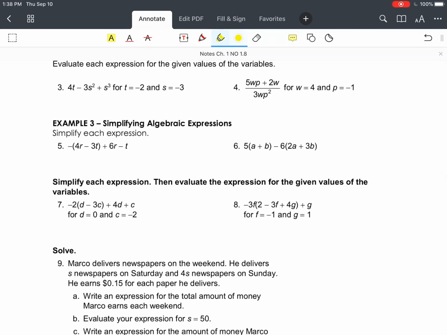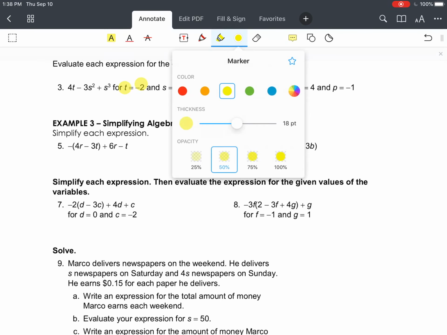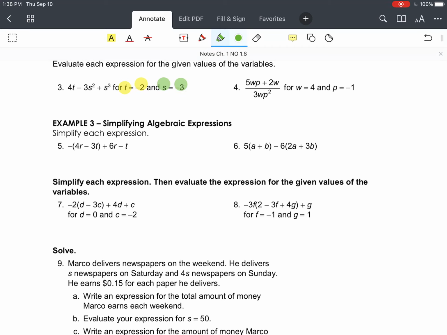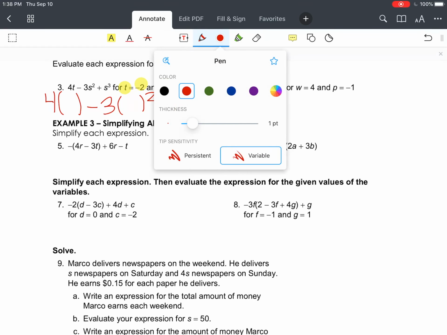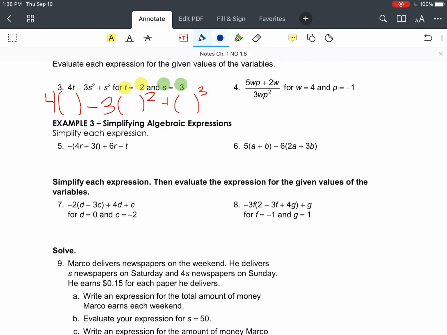Here, we are going to substitute in the values they gave. We're going to put in -2 for t. Wherever you see t, you put in -2, and wherever you see an s, you put in -3. What I like to do is rewrite the expression with no variables and just put parentheses wherever those variables are, so I know I'm going to be substituting in values there. The first letter, t, we said t is -2, so I'll put -2 here. Then we have s squared. Well, s is -3, so I'll put in -3 here and -3 here.